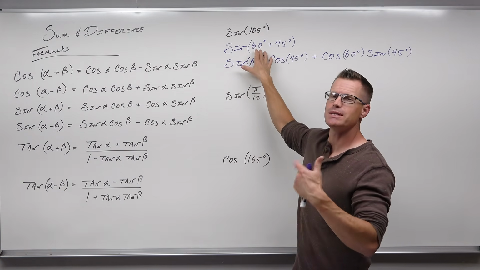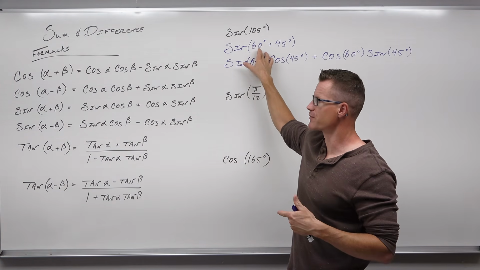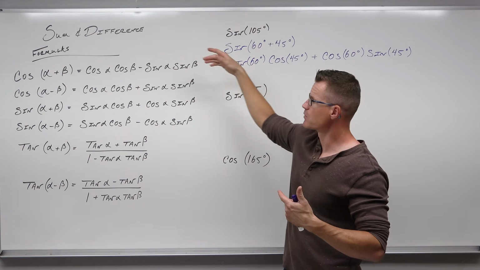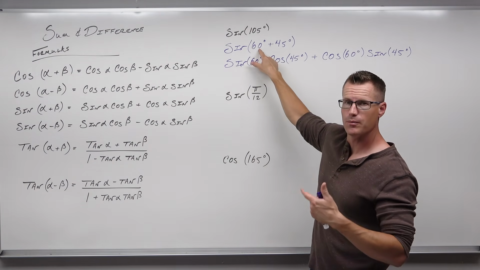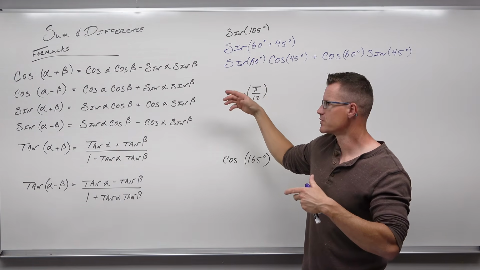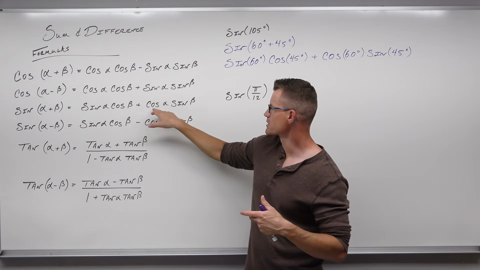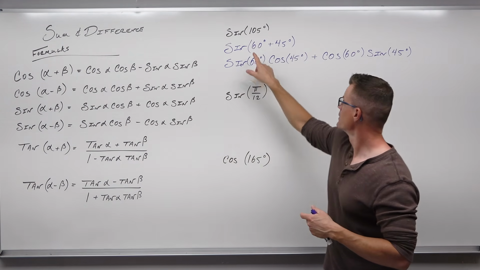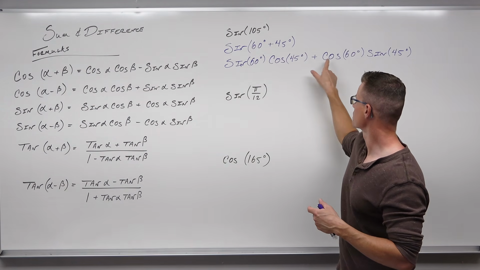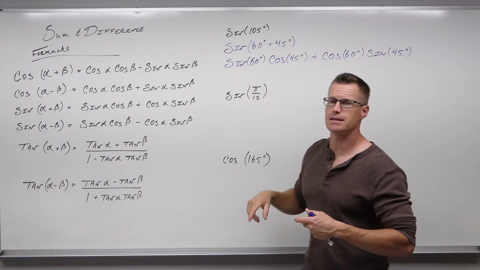So when we do that, then we take a look at what one of those sum or difference formulas works. We're looking at sine. We have alpha plus beta, or 60 plus 45 degrees. That's this one. Sine of the first, cosine second, plus cosine first, sine second.